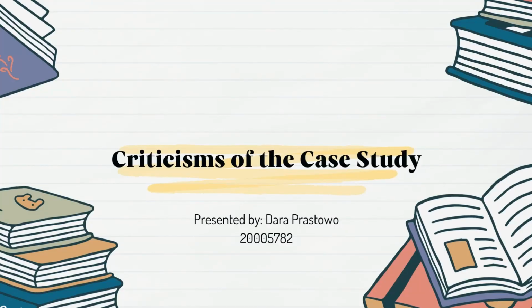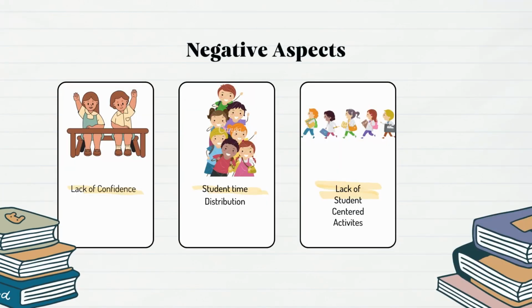As introduced, the case follows Jake. This case showcases the negative and positive ways in methods of teaching. Although there are positives, there are some critical criticisms to discuss to improve his classroom environment. These criticisms include his lack of confidence in teaching maths, student time distribution, and the lack of student-centered activities.